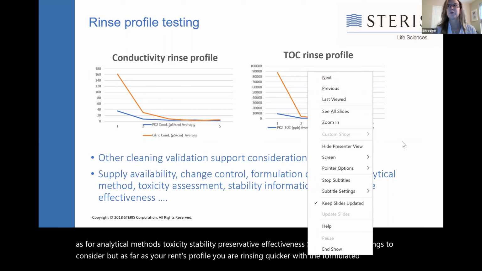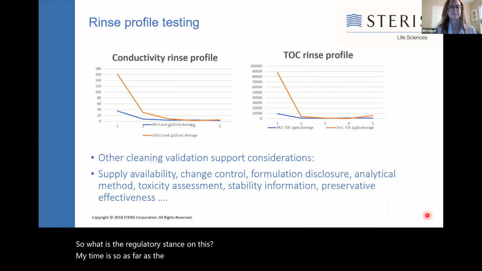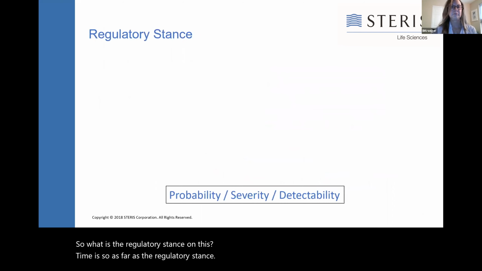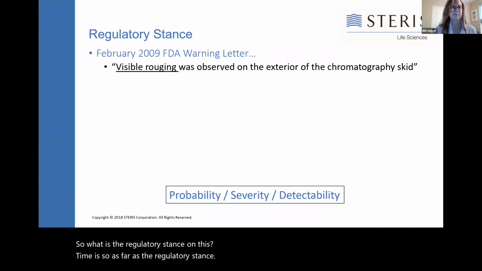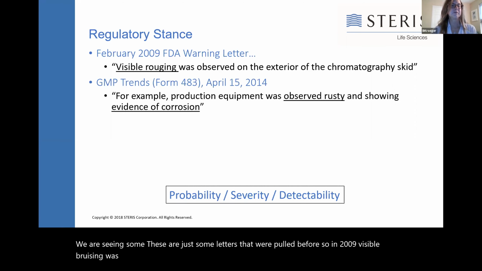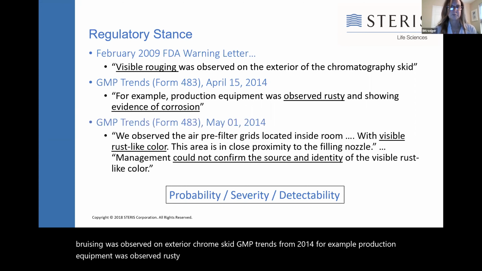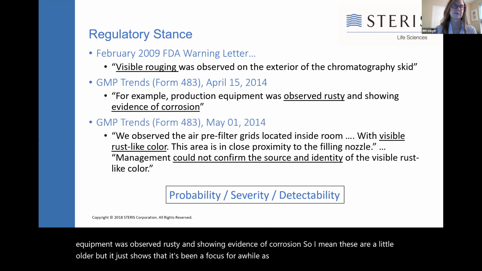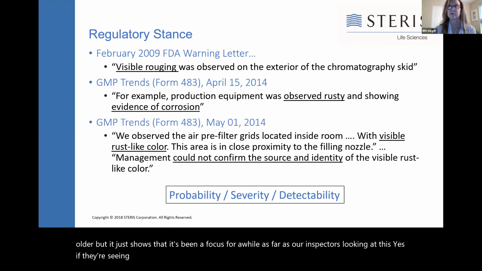Okay. So as far as the regulatory stance, we are seeing some, these are just some letters that were pulled before. So in 2009, visible rouging was observed on the exterior of a chrome skid. GMP trends from 2014, for example, production equipment was observed rusty and showing evidence of corrosion. So, I mean, these are a little older, but it just shows that it's been a focus for a while. As far as our inspectors looking at this, yes. If they're seeing visible rouge, they know your equipment is not in a good state.